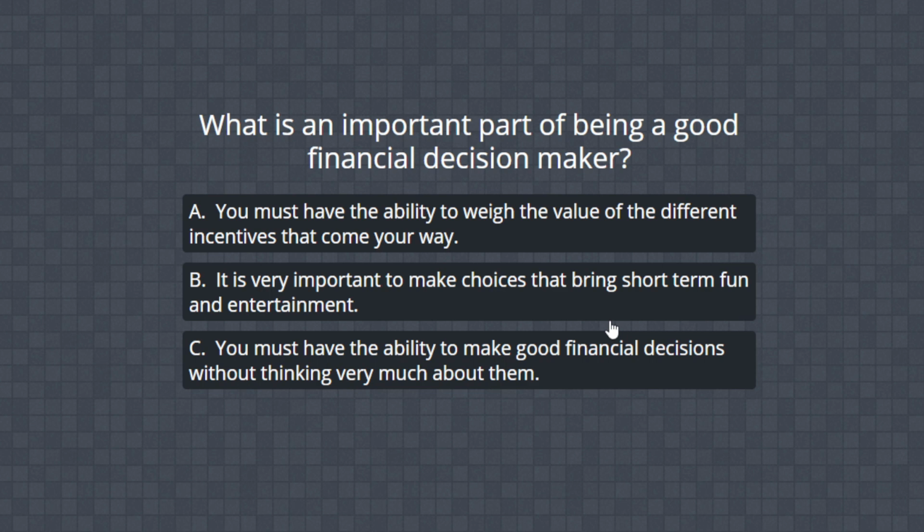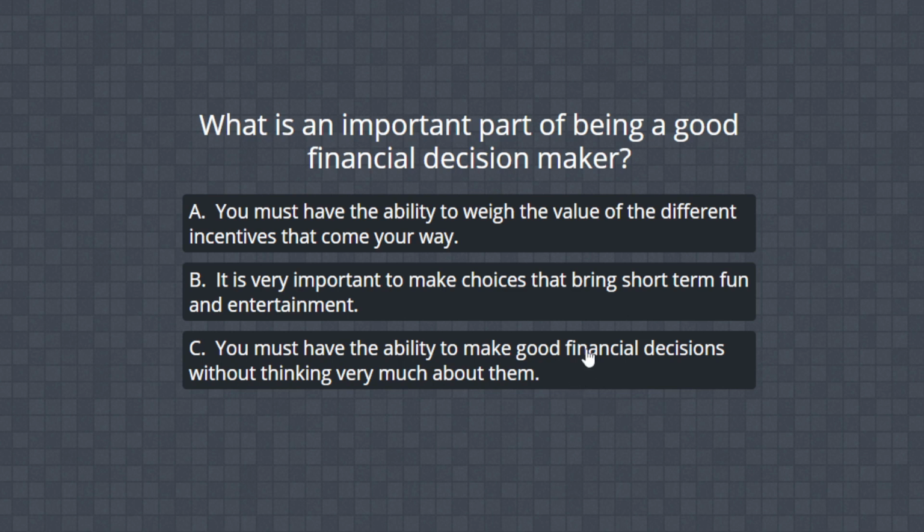So what is the important part of being a good financial decision maker? Well, A, you must have the ability to weigh the value of the different incentives that come your way. This might be the correct answer, but who knows? Let's read the other answers. B, it is very important to make choices that bring short-term fun and entertainment. C, you must have the ability to make good financial decisions without thinking very much about them.